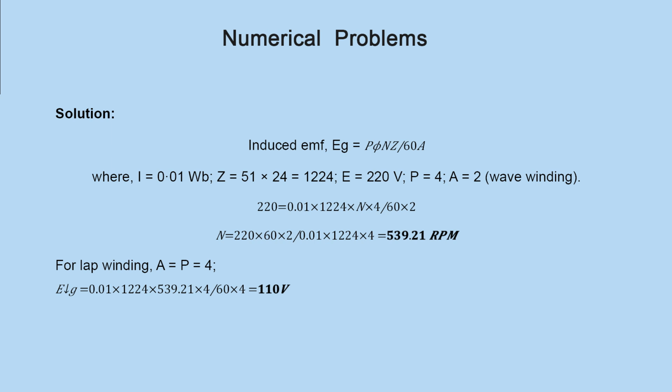So as you can see, when the speed is the same as in the first case, then in the second case you will get a reduced induced EMF. So in this way you can solve different problems.